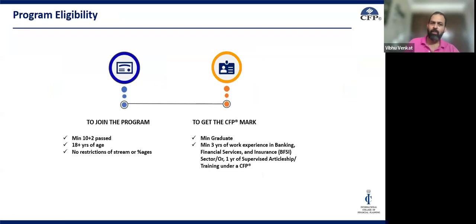So what is the eligibility? Obviously, to join the program, you just have to be 10th or +2 passed and a minimum of 18 years of age, and no restrictions on streams, like you don't have to have 60% plus or something like that. There's no eligibility criteria for you to join. But after you finish all the 4 levels, to be certified, you have to be a graduate and you have to have either 3 years of work experience in banking and financial services, or you can do 1 year of supervised articleship, under CFPs like me. I can train. I also mentor a lot of CFPs. I can give articleship to someone who is under me.